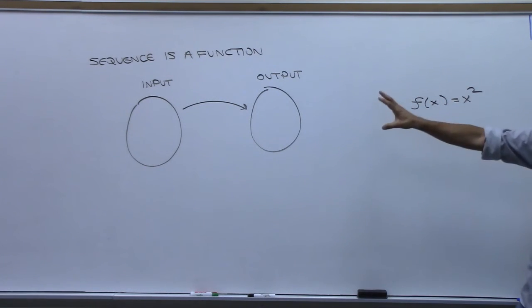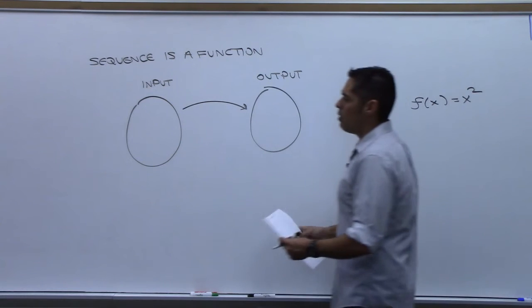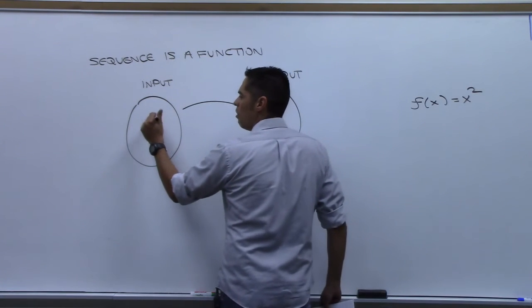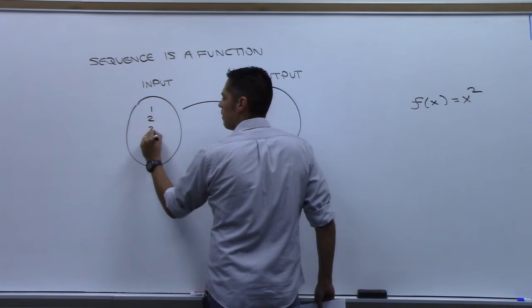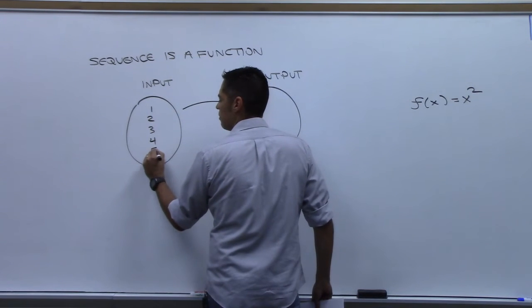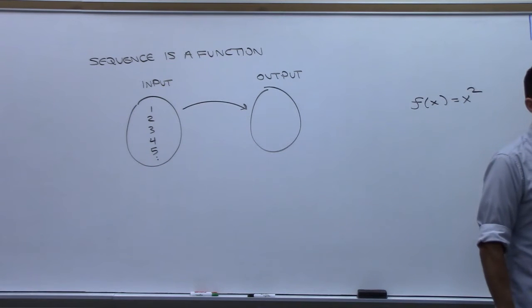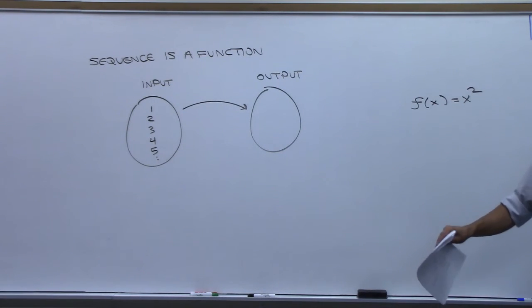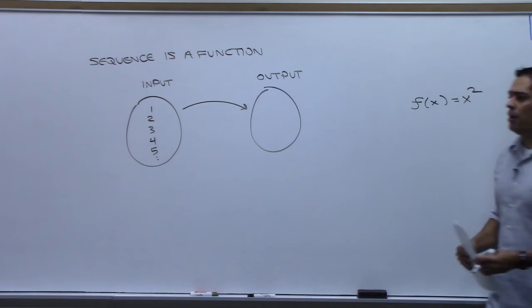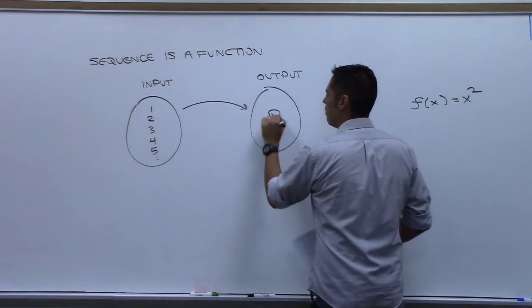A sequence is a function where we have restricted the inputs to only be positive integers. You can only plug in 1, 2, 3, 4, 5, 6. That's all you're allowed to do. And the output can be any real number.